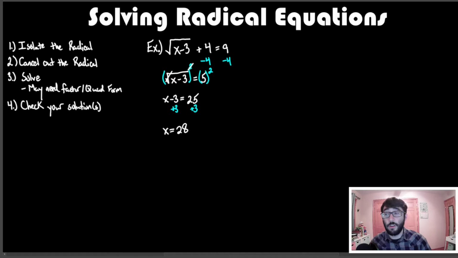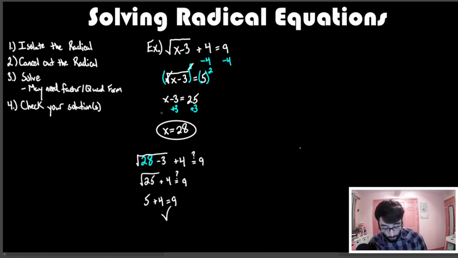In order to do that, we need to take what we got for x, or y, or whatever you're solving for. We're solving for x here, so I take what I found for x, 28, and plug it into the original equation and see if it works. So we plug in 28 for x, and I get the square root of 28 minus 3, plus 4, and I want to see if it's equal to 9. If we do that, we get 5 plus 4 is equal to 9. And yeah, that's true, so that ends up working. So that would be our solution.